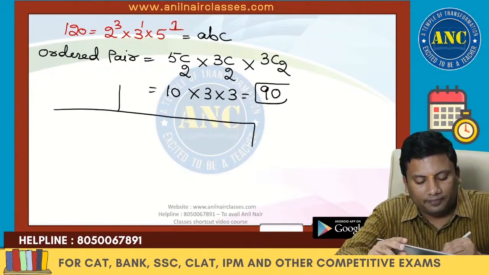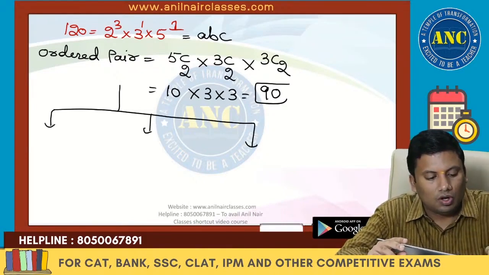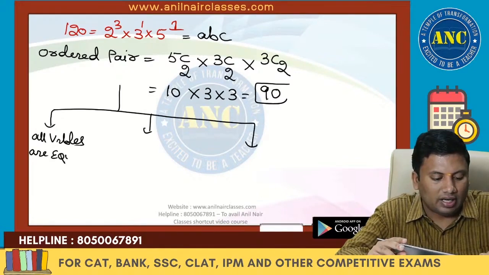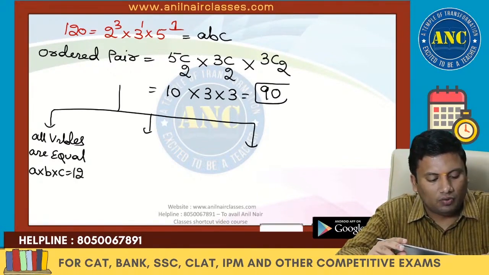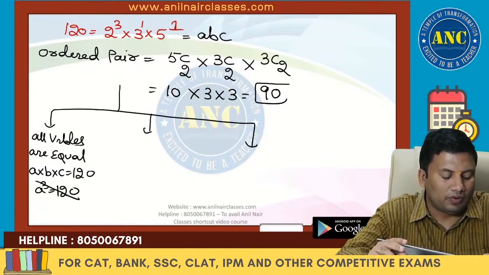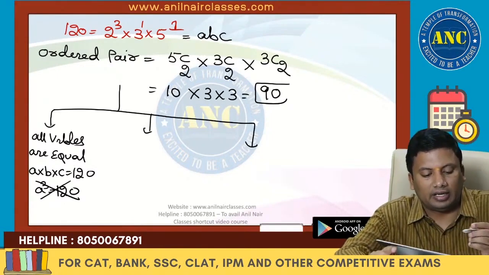In that one, all variables are equal. If all variables are equal, this will become a into b into c equivalent to 120, so a cube equivalent to 120. 120 is not a cube. So this case can be eliminated, right?